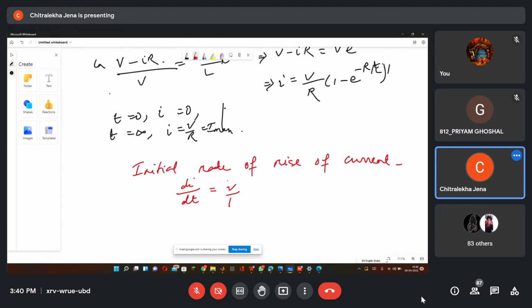So yes, I was asking, what is the initial rate of rise of current? Tell me, what is my equation? V is equal to how much? IR plus L di by dt.